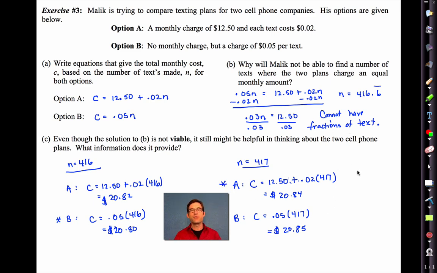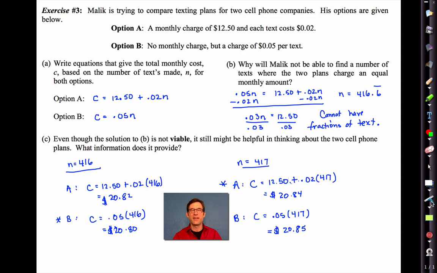So even though that 416.6 repeated isn't particularly helpful in terms of knowing when they have the same cost, well, actually it is helpful. It tells us they never have the same cost. But what it really is, is a cutoff point, right? Before 416.6 repeated, plan B is better. After 416.6, plan A is better. So it does still give us some information. All right, why don't you pause the video now, copy down anything you need to.